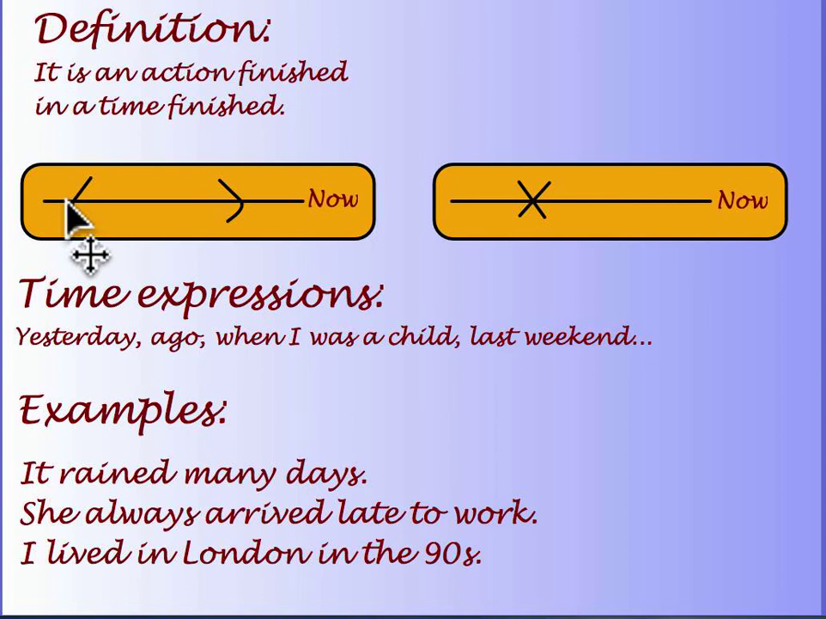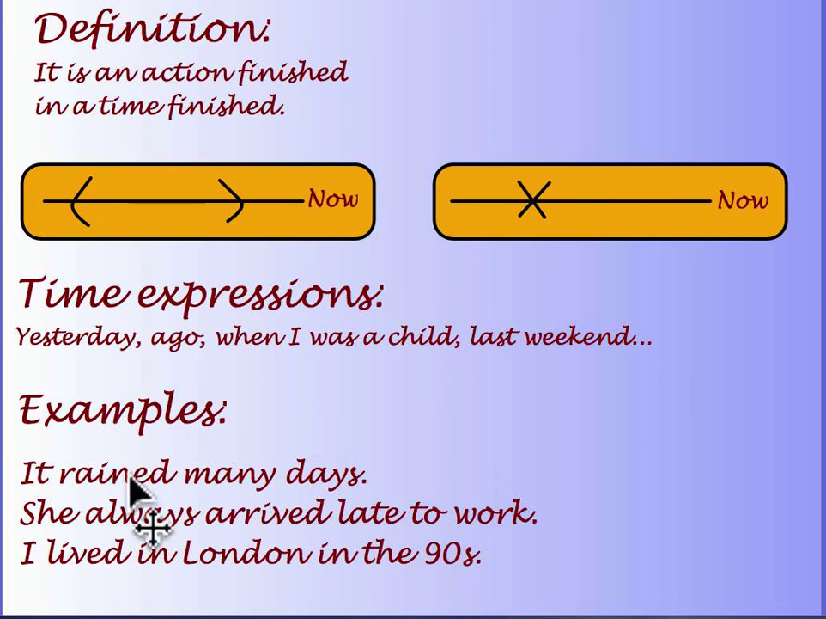For example, if this is time and this is now, this is a moment that began and finished in the past, or a single moment in the past. Then obviously the time expressions that usually go along with this idea are yesterday, ago, when I was a child, last weekend, etc.